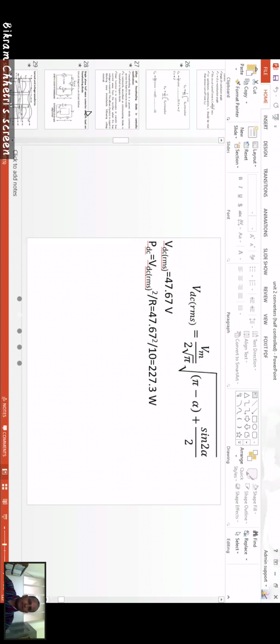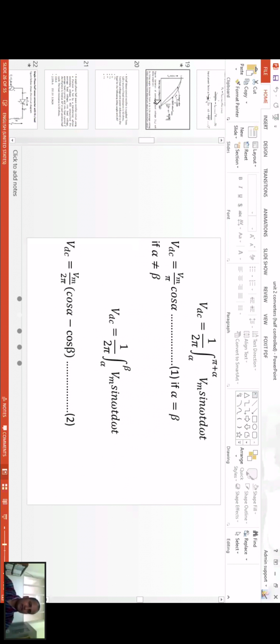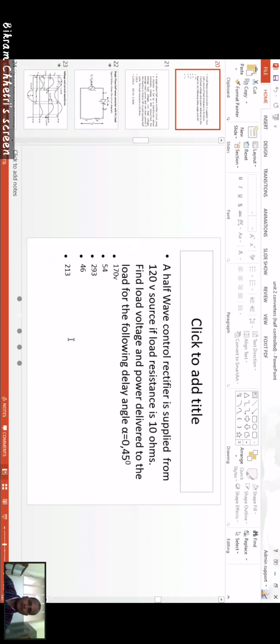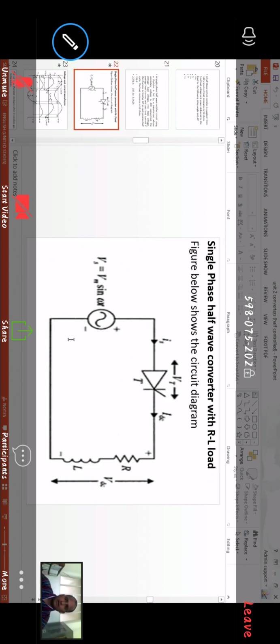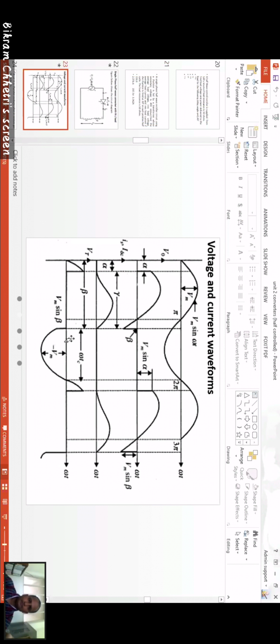So last time we have done the single phase half wave converter with RL load. We have finished this one and the relationship between the variation of output voltage with respect to delay angle. Now I have asked you to solve these two problems. These two are quite easy. If you know the formula, you can directly find out the answers.